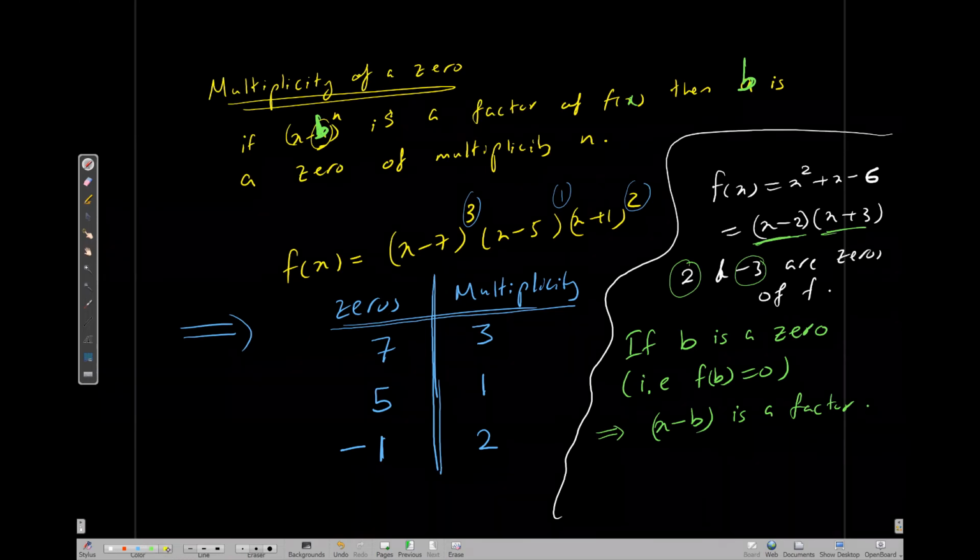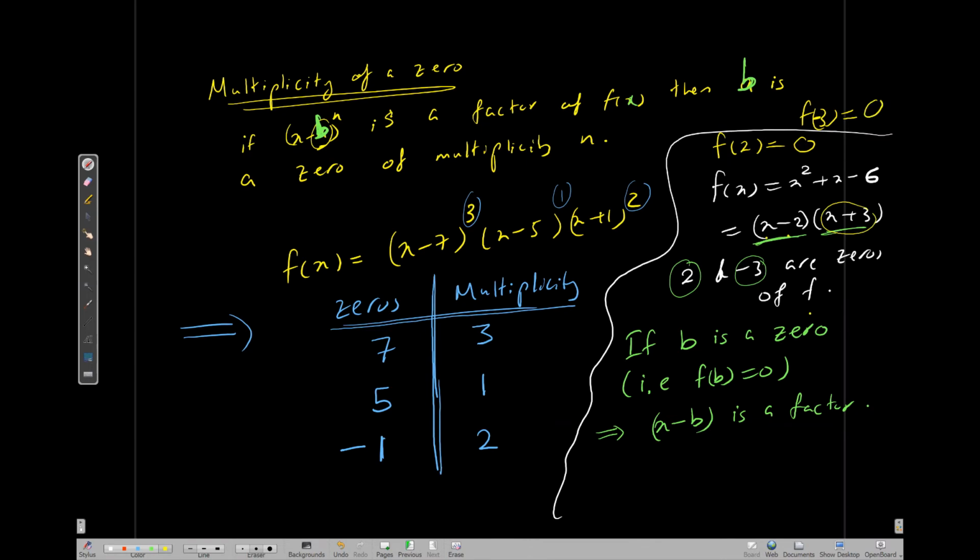Because when you plug in f of 2, what do you get? 2 minus 2, 0, right? And when you plug in f of, sorry, negative 3, what do you get in this function? When negative 3 goes there, 0, right? So that will always happen. So remember this part, this is really helpful. Now that's the definition of multiplicity.